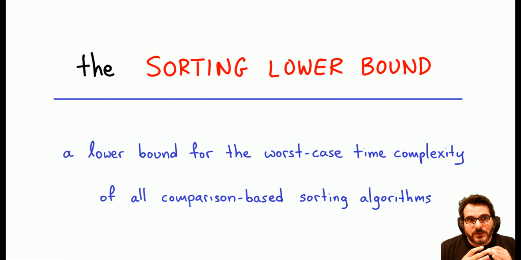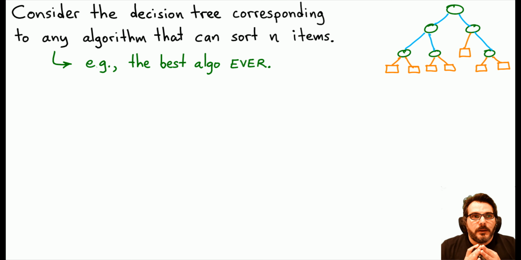Which brings us to the sorting lower bound: a lower bound for the worst-case time complexity of all comparison-based sorting algorithms. Whatever sorting algorithm you have, if you're comparing numbers, be it insertion sort, selection sort, heap sort, merge sort, it doesn't matter. We can represent it by a decision tree, and we can give some lower bound for that sorting. So let's consider the decision tree like the best algorithm ever.